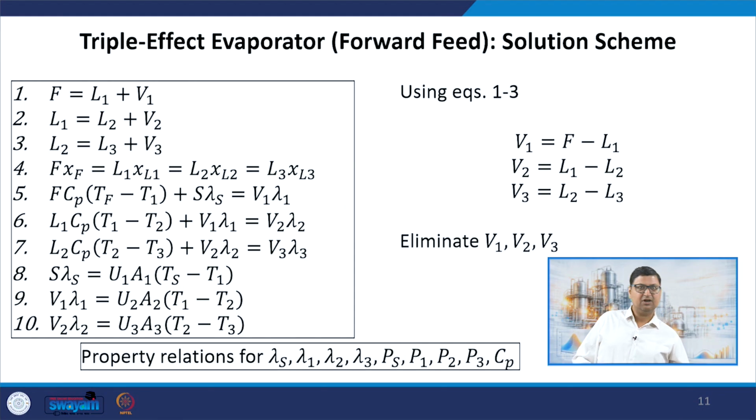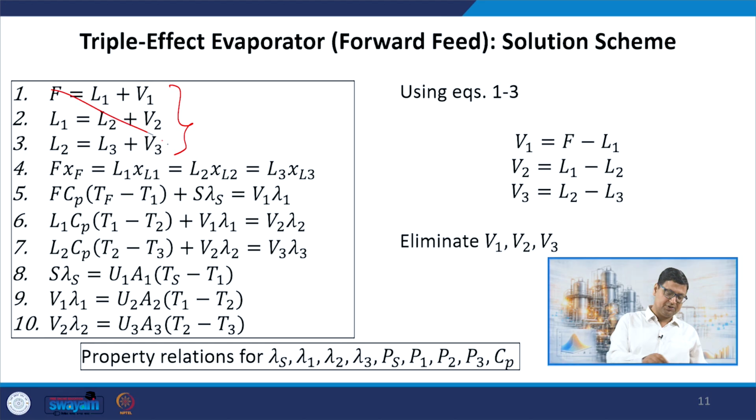So let us see how we can go ahead and solve it. This is one way of solving it. Let us say V1, V2, V3 is not known to us. In that case, I can get V1, V2, V3 from the first three equations, and I can essentially use that to eliminate V1, V2, V3 from the remaining equations.